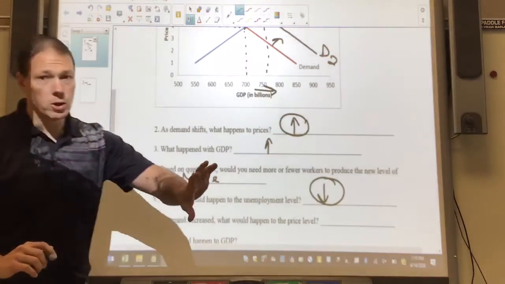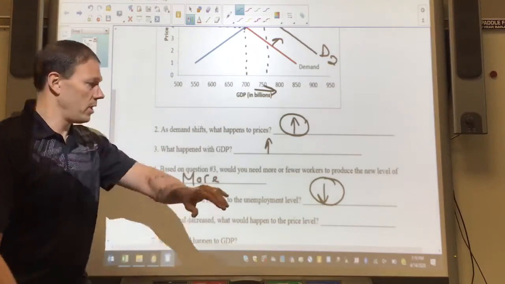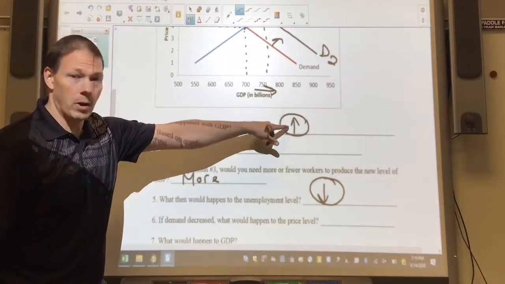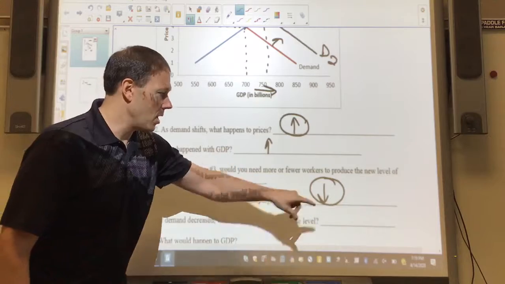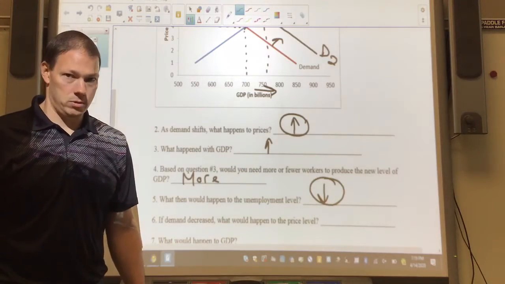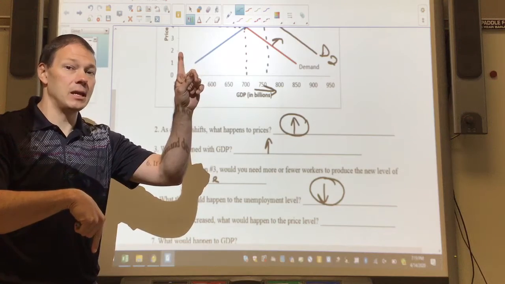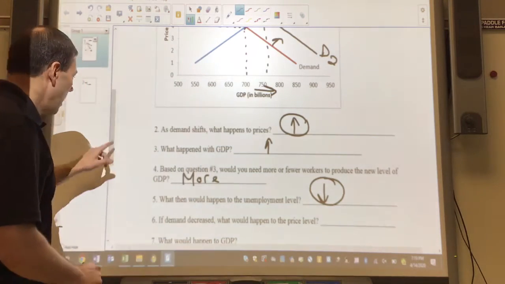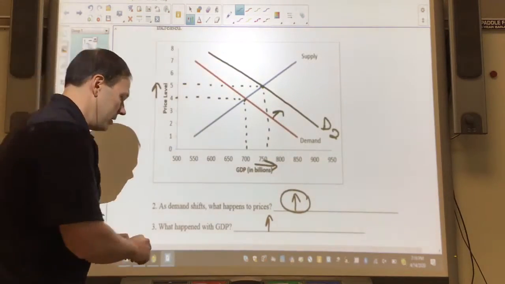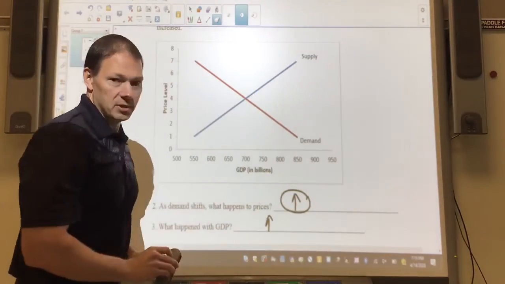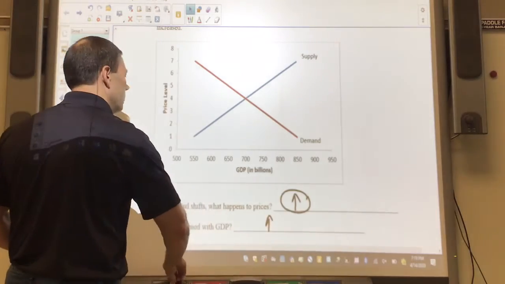So, here's what I want you to note. This is the most important thing. Aggregate demand increased, and what happened to prices? They went up. What happened to unemployment? It went down. Inflation went up, unemployment went down when demand increases. Now, let's look at what happens when demand decreases. I know this is going to blow your minds, but it's going to be the exact opposite of what we just did, but let's make sure.